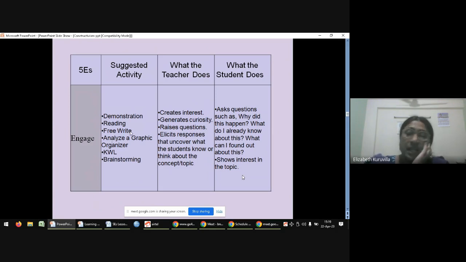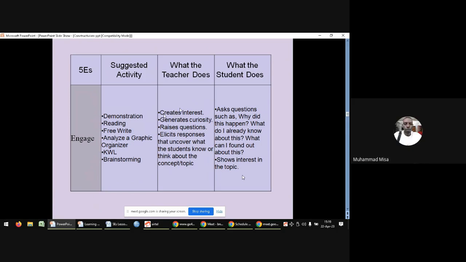A free write means giving opportunity to the learners to write their ideas in a free manner. What the teacher does, I request Mohammed to read this part. Mohammed? Create interest, generate curiosity, raise questions, elicit responses that uncover what the students know or what they think about the concept or topic.